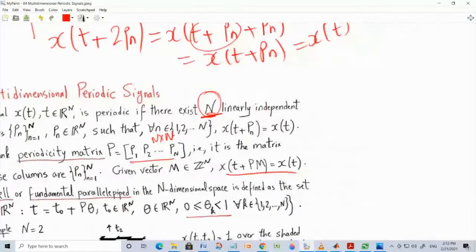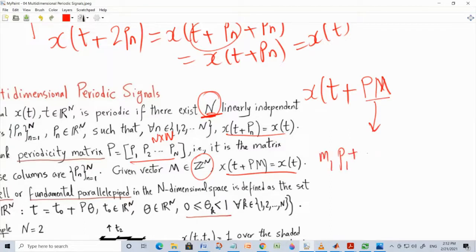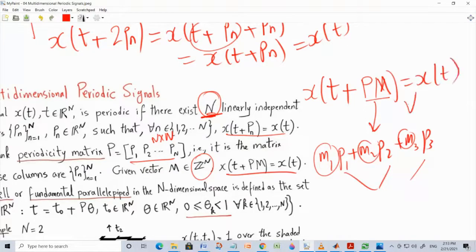Okay, now we can take the main definition of periodicity in multiple dimensions and say that if I take t plus the periodicity matrix multiplied by m, okay, so what is this thing here? m is a vector of integers. This is just b1 multiplied by m1 plus b2 multiplied by m2 plus b3 multiplied by m3. Those m's are integers, and the b's are our vectors defining the periodic signal. So this will be x of t for every t living in Rn.